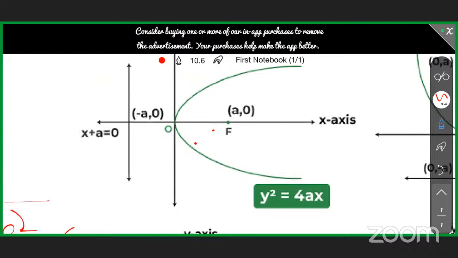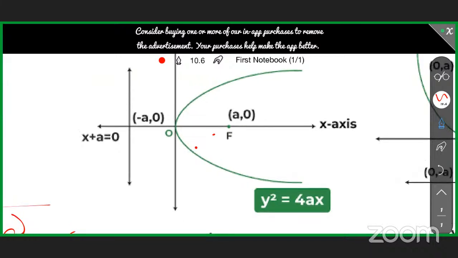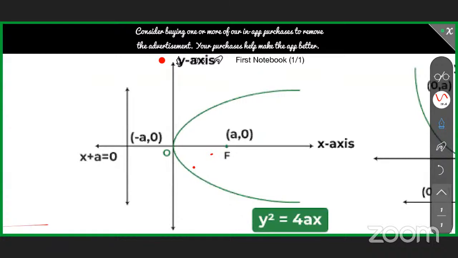When we say the first set of parabola, we say y square is equal to 4x. It is the parabola of the form facing towards the positive direction of the x-axis and resting on the y-axis. The diagram is displayed on the screen. That means my parabola is oriented towards the x-axis and resting on the y-axis at the origin. Got it?